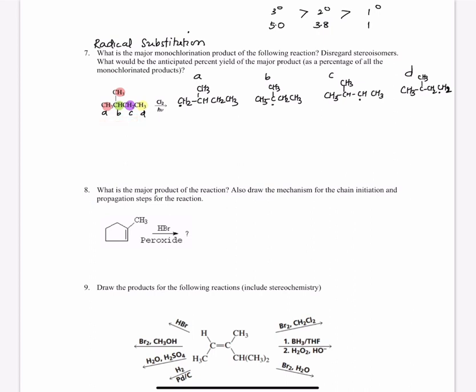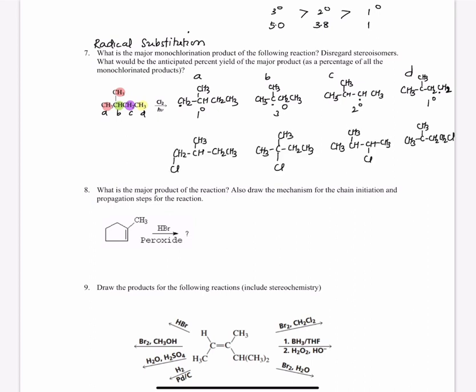So this one is a primary radical. This one is a tertiary radical. This one is a secondary radical. This one is again another type of primary radical. And we can also write down the 4 different products that you'll be getting. And here are the 4 different products, and you can see that all of these compounds are different.